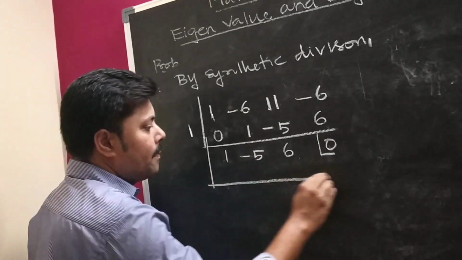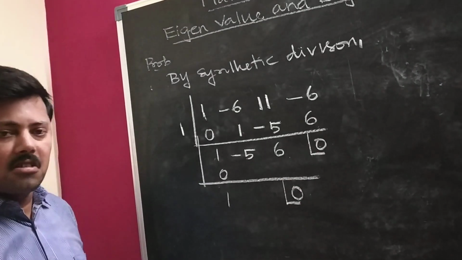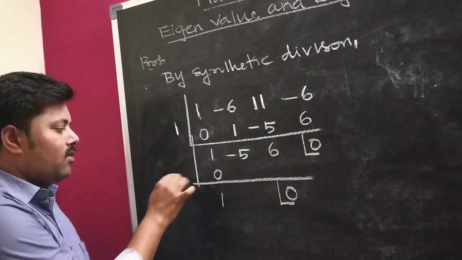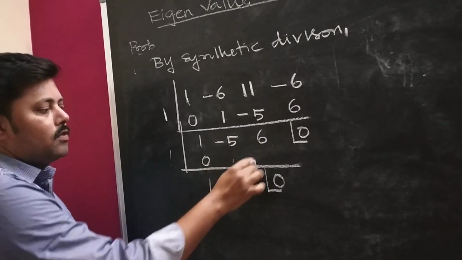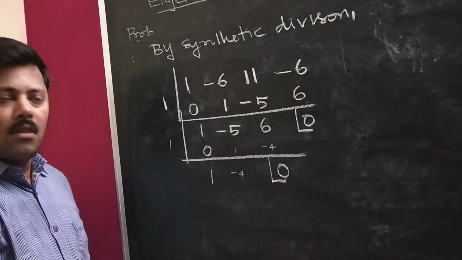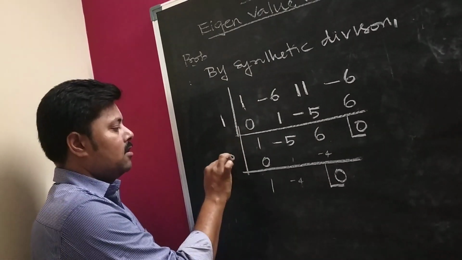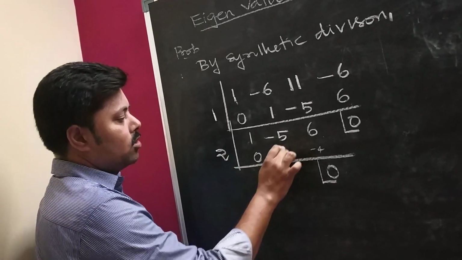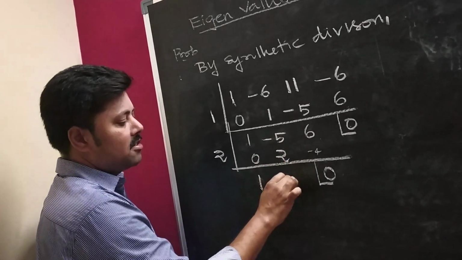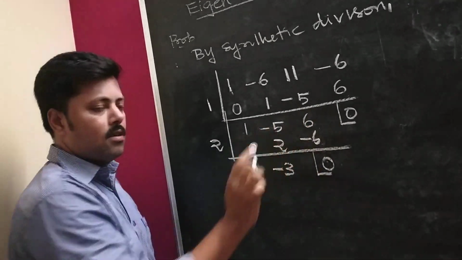Similarly, one more time, again we start with plus 1, minus 1 and so on. Suppose if we start with 1, what is 1 into 1? 1, we get minus 4, 1 into minus 4 is minus 4, not equal to 0. So again start with minus 1, plus 2, minus 2 and so on. Suppose if you put 2, 1 into 2 is 2, minus 5 plus 2 is minus 3, 2 into minus 3 is minus 6, so we get 0.